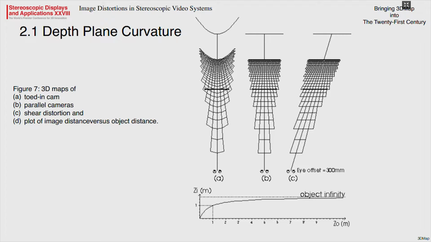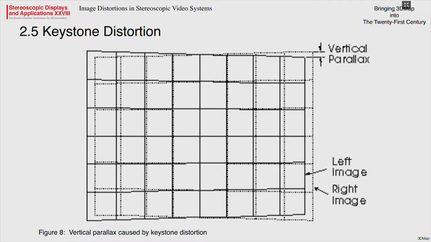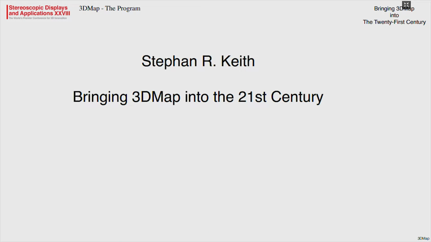And so these depth planes are curved with the toed-in configuration. With the parallel with sensor shift, you don't get that depth plane curvature, so it was further reinforcement for using that particular configuration. The software could also simulate moving to the side of the display, away from the point directly perpendicular to the display. The software also showed keystone distortion as well, which is the other reason that you try to avoid using the toed-in configuration. So with that, I'll pass now on to Stephen.